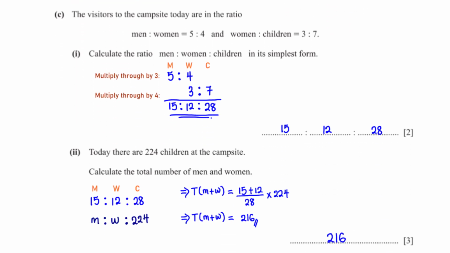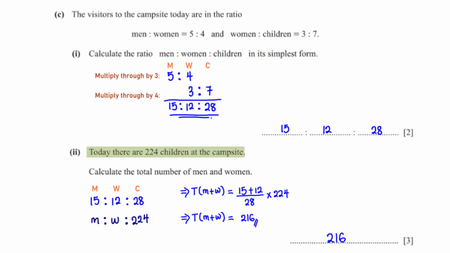The visitors to the campsite today are in the ratio men is to women equals 5:4 and women is to children equals 3:7. Calculate the ratio men is to women is to children in its simplest form. In order to get a final equivalent for these two ratios, we need to get the ratio share for the women to be the same in the top and bottom ratio. We can easily achieve this by multiplying through the top ratio by 3 and multiplying through the bottom ratio by 4. This gives us 15:12:28.